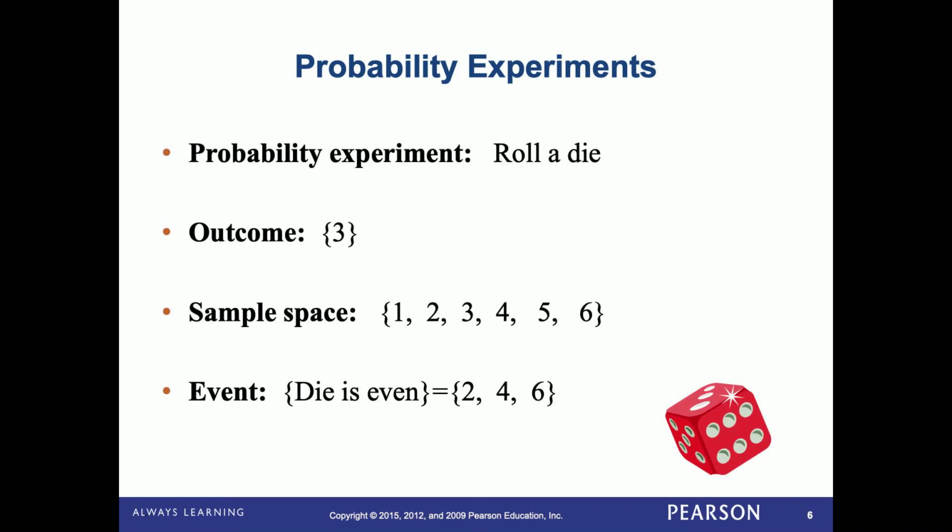All right, here's some probability experiments. Rolling a die. You want the outcome of a 3. The sample space when you roll a die is 1, 2, 3, 4, 5, or 6. An event: die is even. It'll be 2, 4, 6, like we mentioned before. Die is odd: 1, 3, 5.